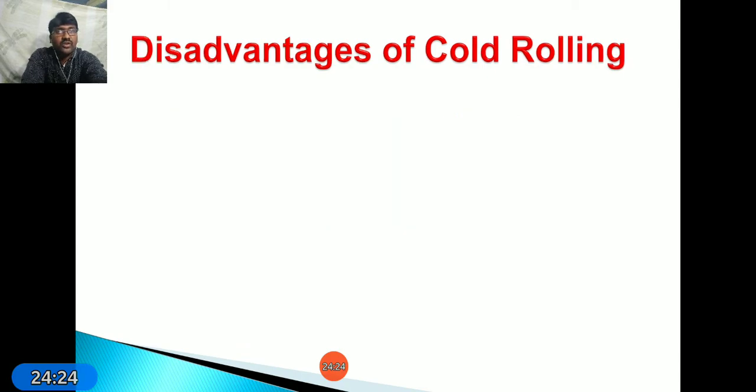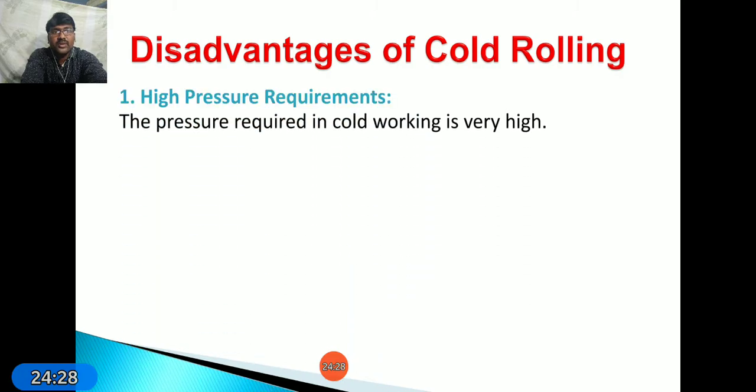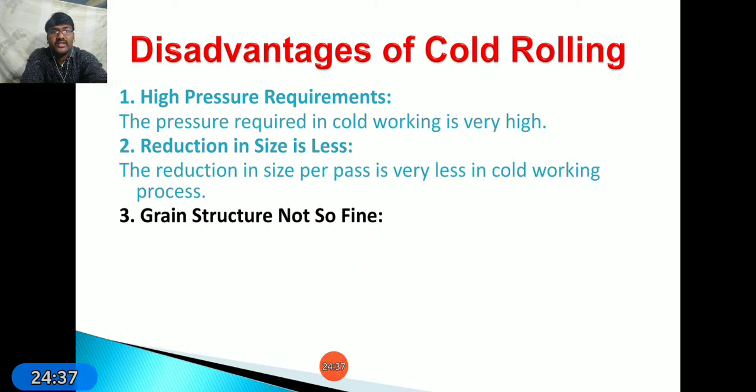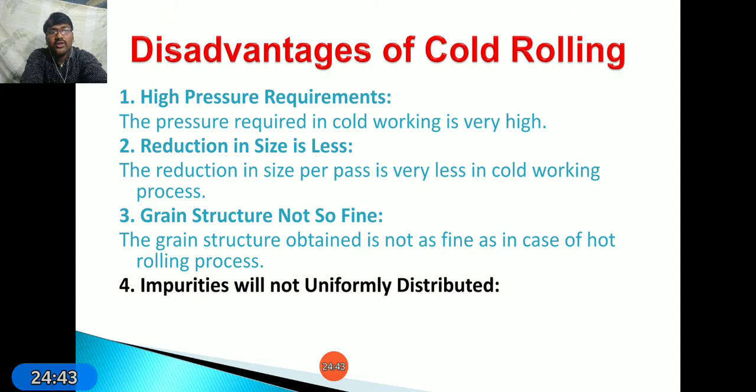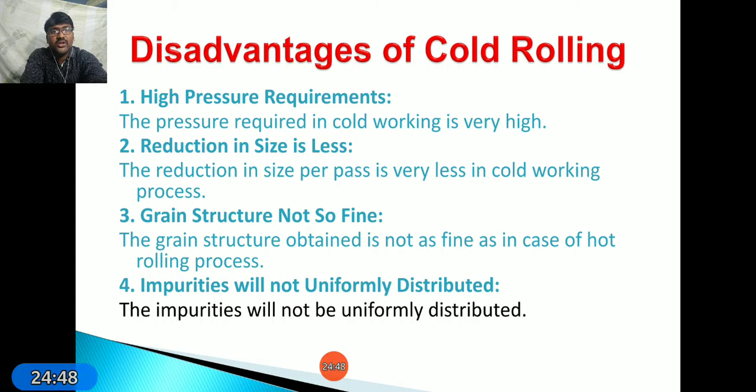Next, coming to the disadvantages of cold rolling. Here, high pressure requirements. The pressure required in cold working is very high. This is one of the disadvantages. Next, the reduction in size is less. Next, the grain structure is not as fine as in hot rolling. Next, impurities will not be uniformly distributed, which is one of the disadvantages.